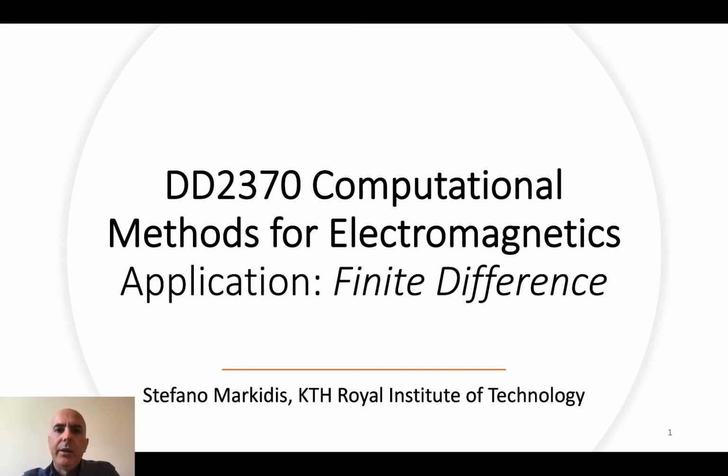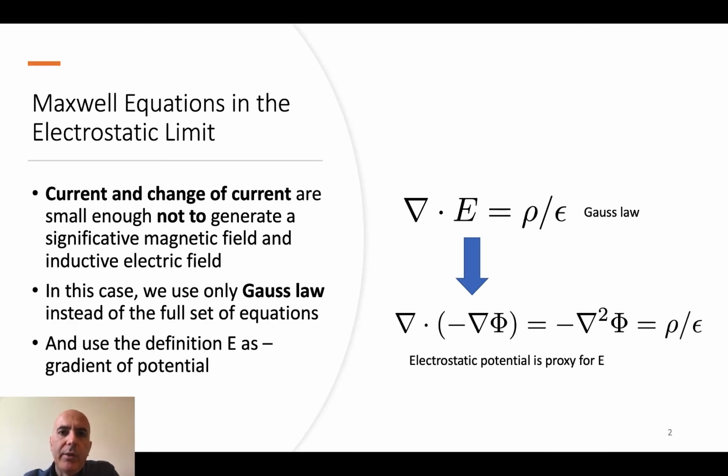Hi, welcome back. In this lecture, I would like to describe a simple application of finite difference technique. We're going to solve the Maxwell equation in the electrostatic limit. What is the electrostatic limit? The electrostatic limit is when the current and the change of currents are small enough not to generate a significant magnetic field and inductive electric field.